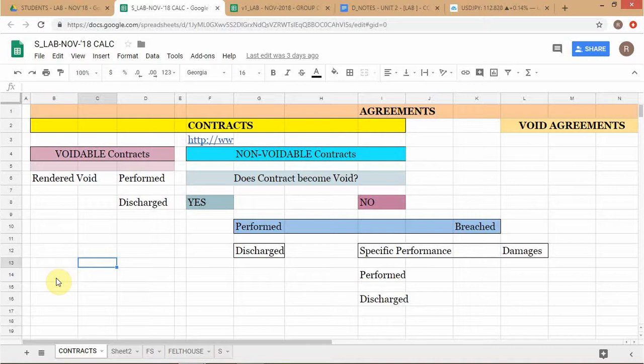In this case, your subdivision is that it is either performed or it is breached. We'll do some cases on breach of contract. So it remains a normal contract, and either you perform the contract, meaning both parties discharge their obligations under the contract. Once it is performed, we say that the contract has been discharged. And if there is a breach of contract, you can sue for what is called specific performance, and you can sue for damages.